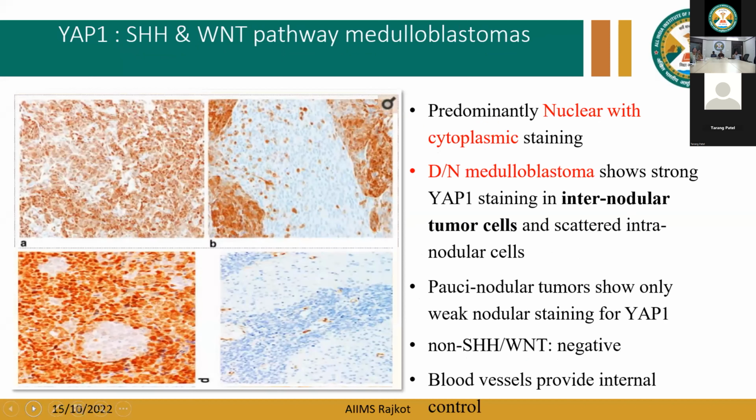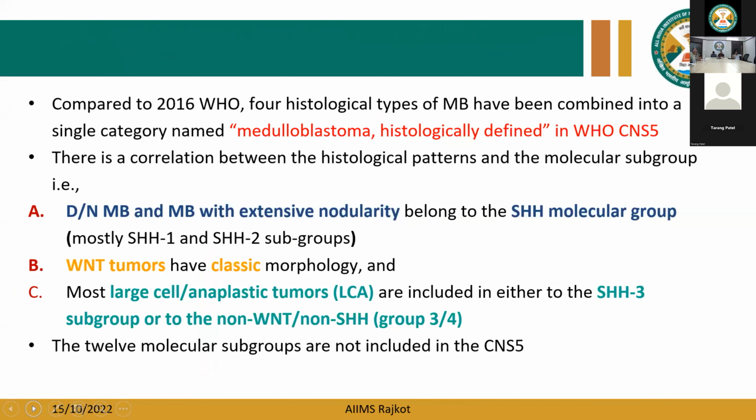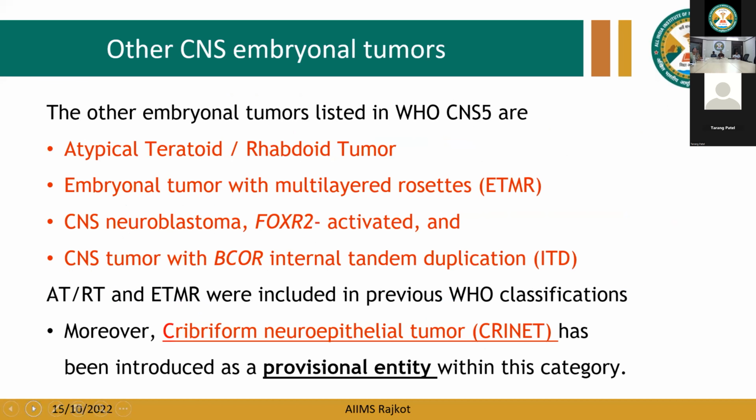YAP1 has a predominantly nuclear along with cytoplasmic staining. Desmoplastic nodular will show a strong GAB1 staining in the internodular tumor cells. Desmoplastic nodular medulloblastoma, along with medulloblastoma with extensive nodularity, usually belongs to the SHH molecular subgroup. WNT tumors will have a classic morphology, and most of the large cell anaplastic tumors are included in the SHH subgroup or the non-WNT, non-SHH group 3-4 subgroup.